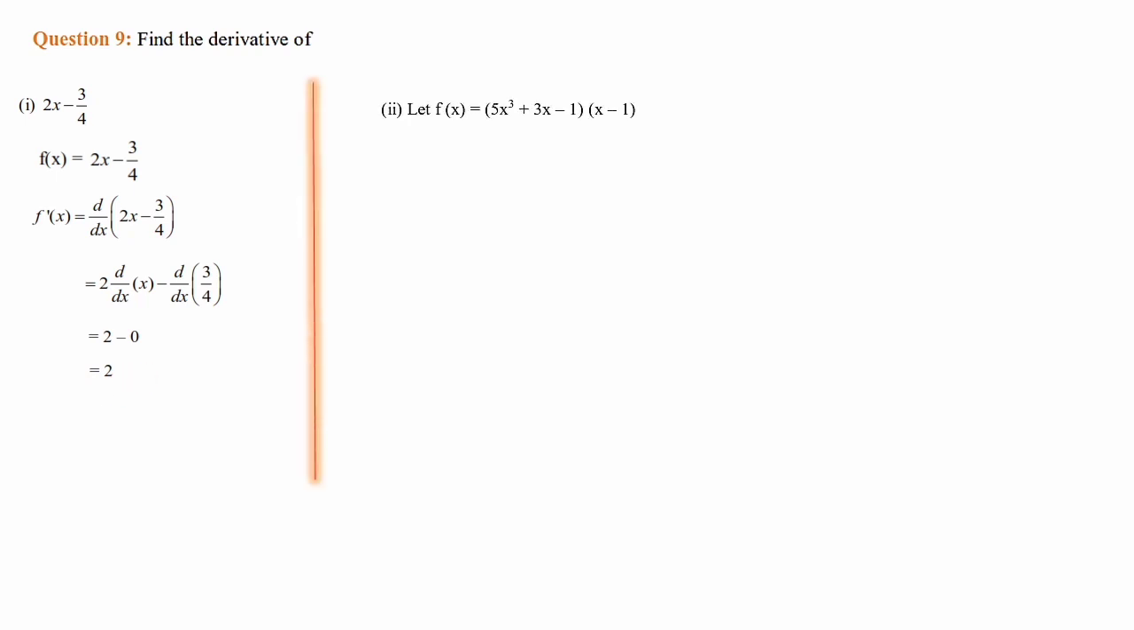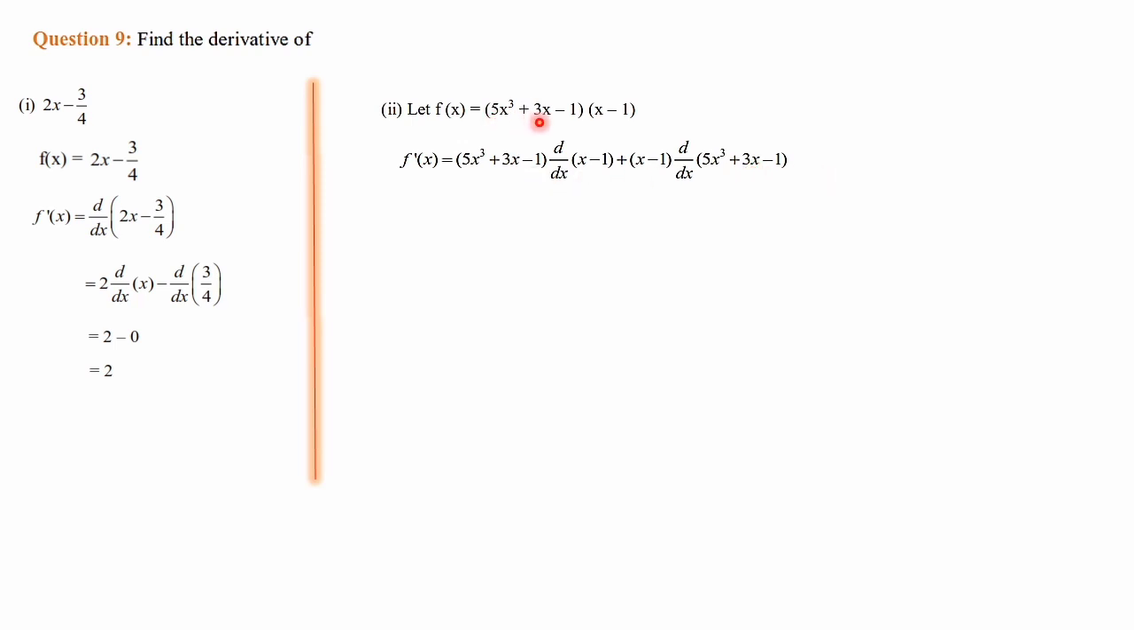Next is the second part, that is f of x is equal to (5x cube plus 3x minus 1) into (x minus 1). And here we have to go for finding the derivative. f dash x is equal to the product rule. We have learned the product rule before. So first one into derivative of second plus second one into derivative of first. That is the way we have to write the product rule.